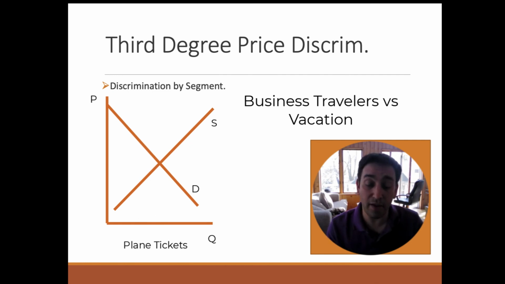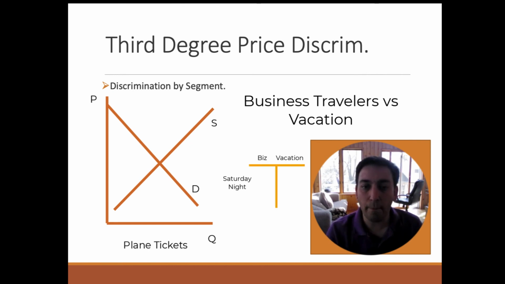One is they could figure out how many people are flying, but surprisingly, the number one measure is to look at key traits. If you think about it, if you're traveling for business, where do you want to be on a Saturday night? On business, you want to be home. If you're traveling for vacation, where do you want to be on a Saturday night? You want to be away, wherever away is.